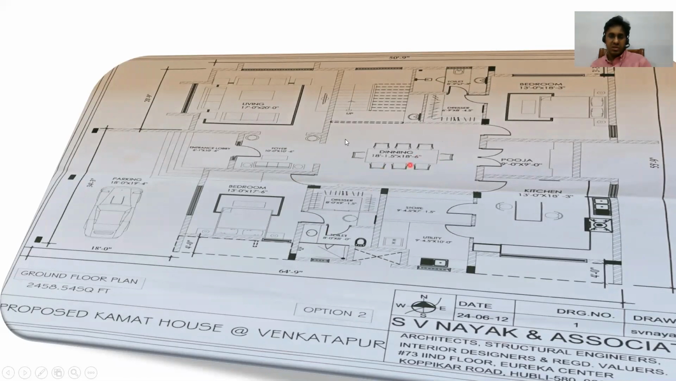You have a dining here. The staircase is given here. You have a dresser here, and then a toilet here. So here you have a bedroom. You have a puja room here, a kitchen here. So this is option 2 you are given.